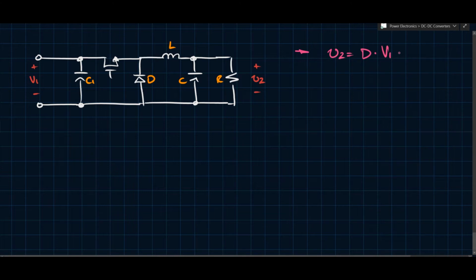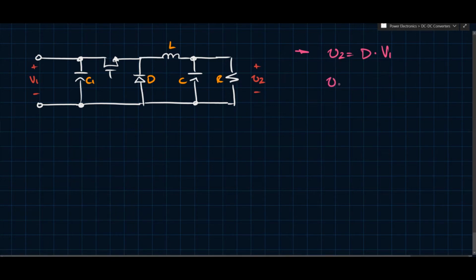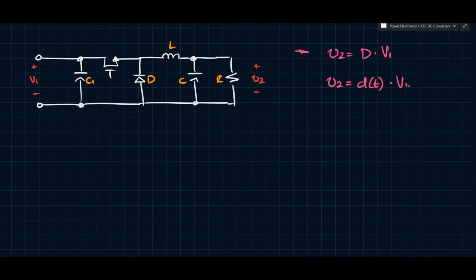Now, what happens if D, or the duty cycle, is a variable, right? So let's say V2 equals D as a function of T times V1. So it's a time variant function now. So the duty cycle varies with time, but a very critical aspect here is that it varies with respect to time, but very slowly relative to the switching frequency.